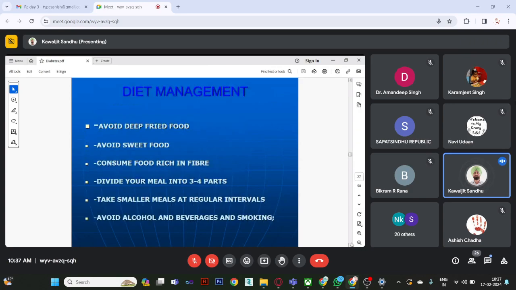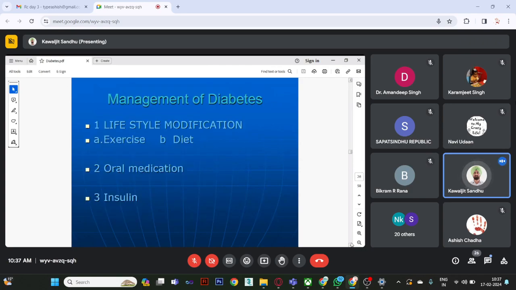Yeah. So what we need to do, we go for lifestyle modifications, exercise. I think exercise Dr. Amandeep will tell you better than me. Diet management, and if these don't serve the purpose, then we need to go for oral medication. We need to check our diabetes, and if its levels are high, then definitely we should consult some doctor.